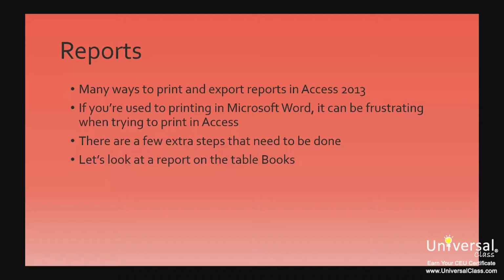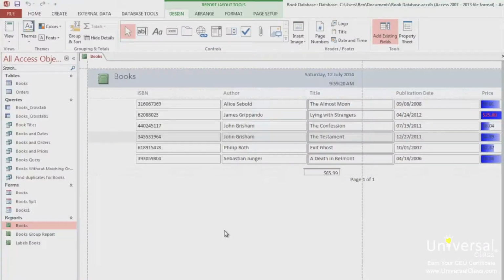It isn't because it can't be done, it's because there are a few extra steps you need to take in order for the reports to print correctly and in a pleasing manner. To illustrate the possible issues, we're going to show you a report we've run on the table we've created called Books. In this example, we've selected Layout View.